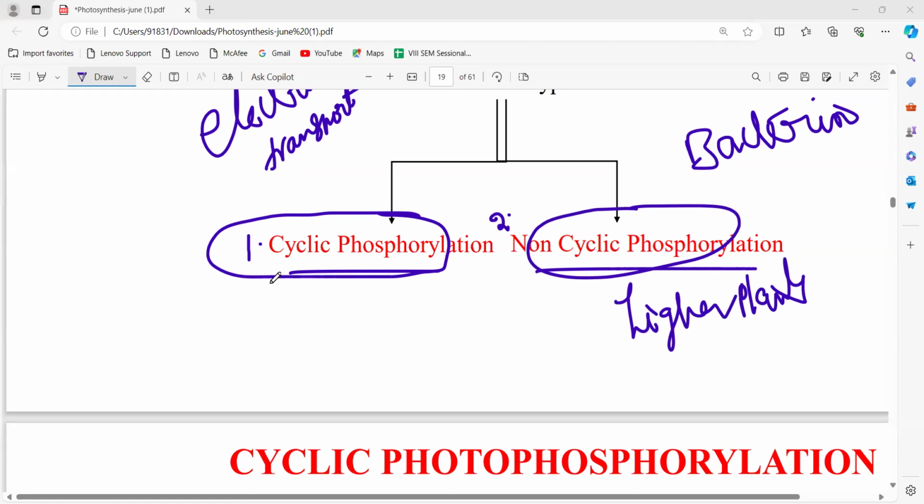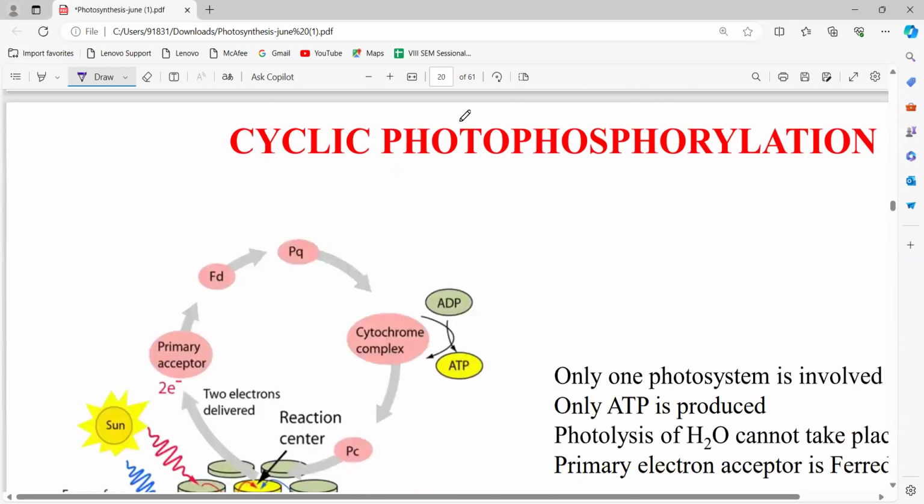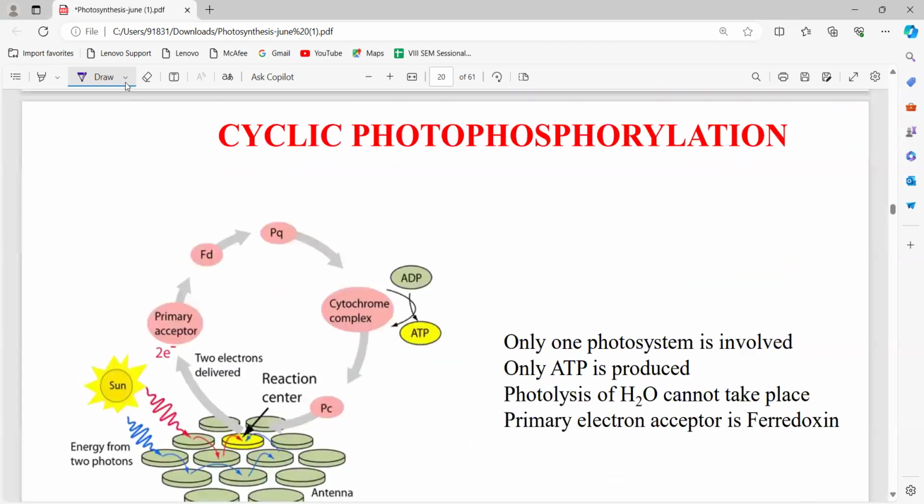In cyclic photophosphorylation, always remember there is only one photosystem involved. In the case of non-cyclic photophosphorylation, friends, there is always an involvement of two photosystems. No point in getting confused over there. One photosystem here, two photosystems here. Predominant in bacteria, predominant in the higher plants. Now, all the students pay attention.